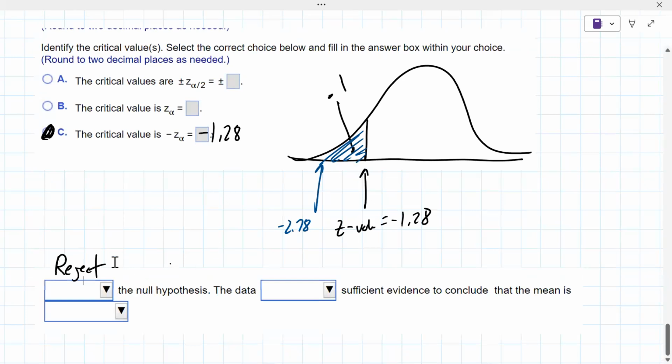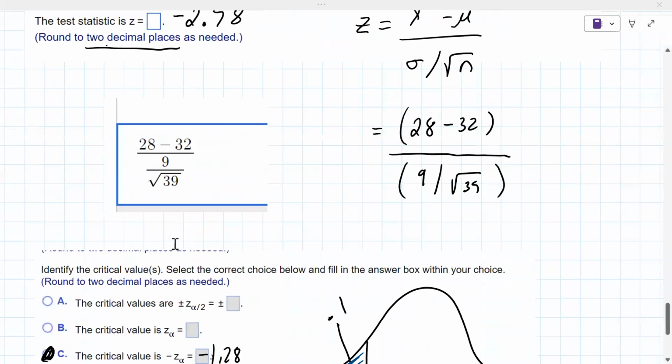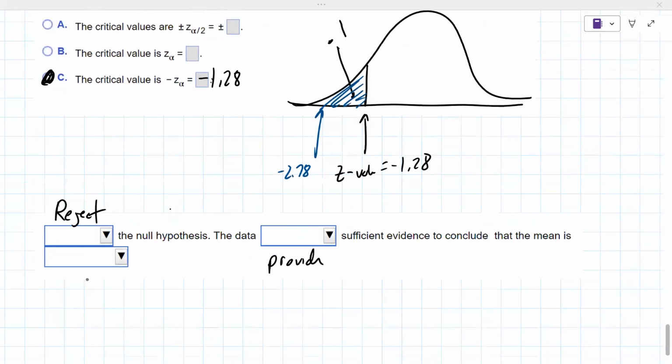So that's whether to reject or fail to reject the null hypothesis, and then this is kind of the recipe: there is sufficient evidence to conclude that the mean is, and you're going back to your alternative hypothesis, which is that it's less than 32. So you've got to go back and grab some of these values like that. All right. So that's your first hypothesis test problem.